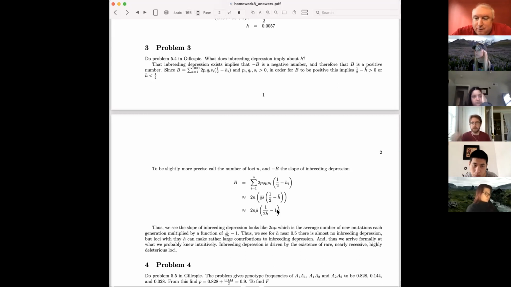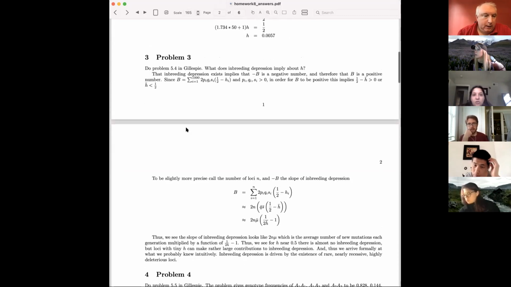Sorry, can you remind me what is represented by B exactly? I know it goes into the equation for S, but why are we focusing on B here?